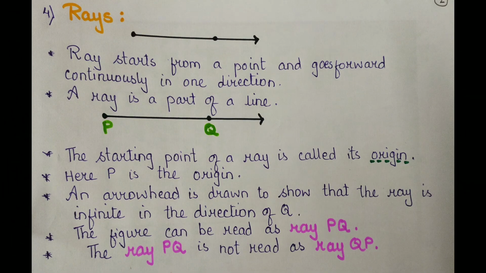Fourth point, rays. A ray starts from a point and goes forward continuously in one direction. A ray is a part of a line. The starting point of a ray is called its origin. Here, P is the origin. An arrowhead is drawn to show that the ray is infinite in the direction of Q. The figure can be read as ray PQ. The ray PQ is not read as ray QP.